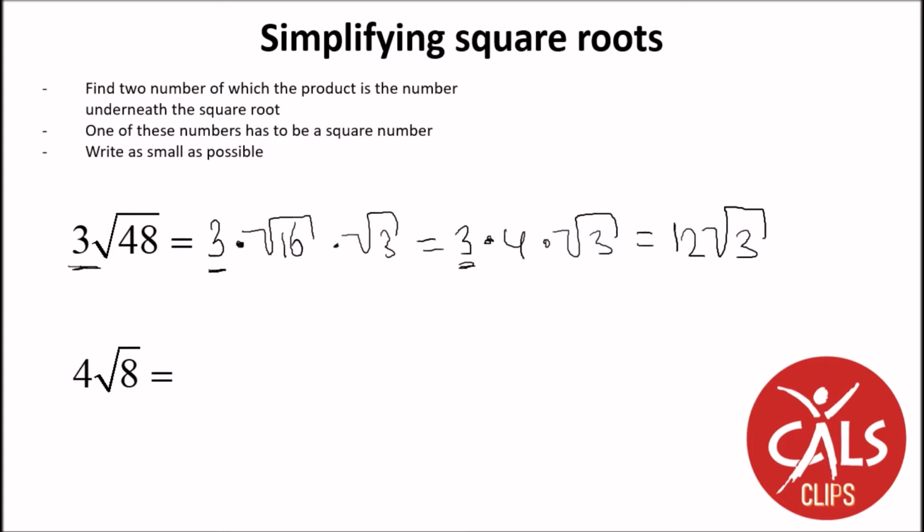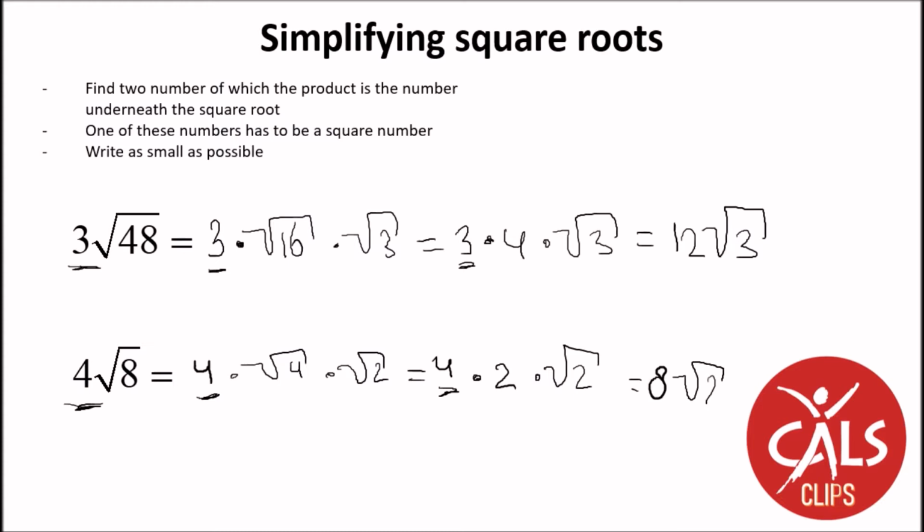Let's do one more. So 4 times the square root of 8. We leave the 4, that's this 4. And the square root of 8 I can write like the square root of 4 times the square root of 2. And the square root of 4 is of course 2. But we still have this 4, so we leave the 4. And we say times 2. The square root of 4 is 2. Times the square root of 2. 4 times 2 is 8. 8 square root of 2.